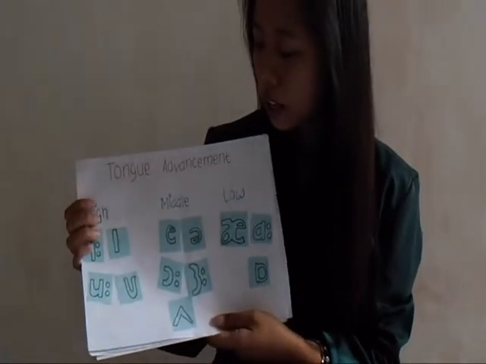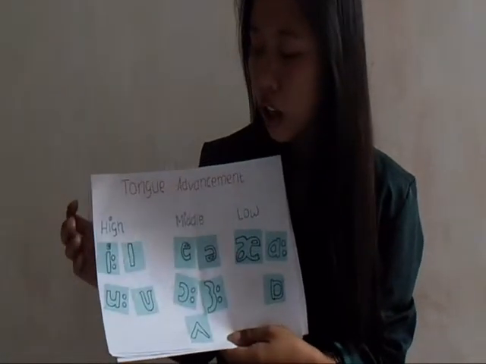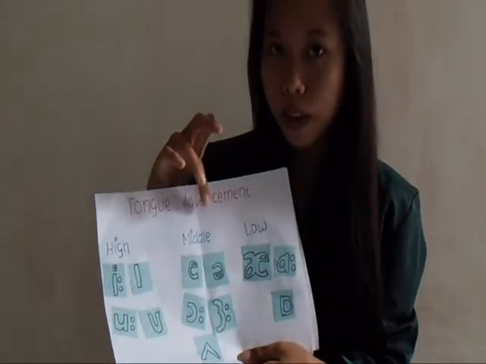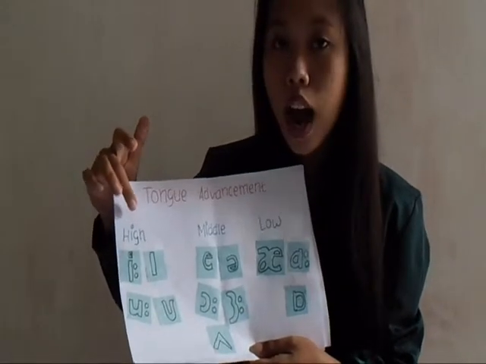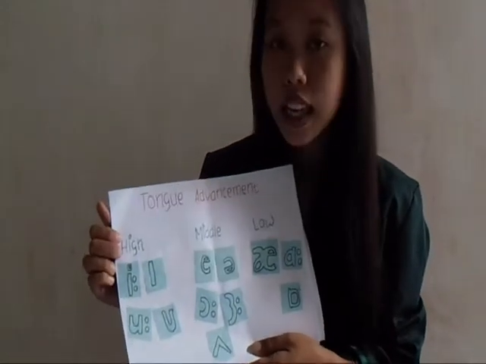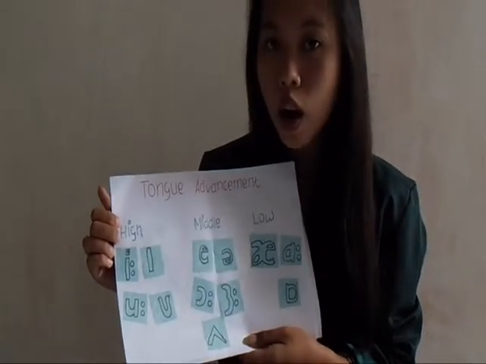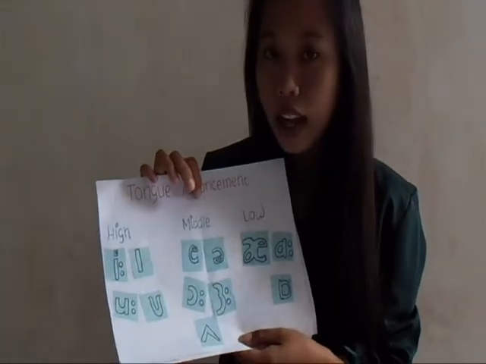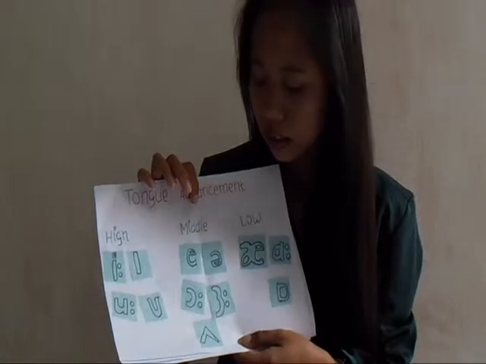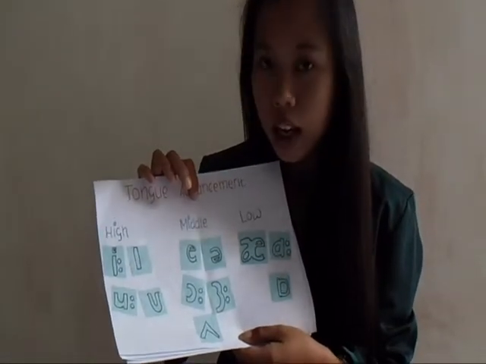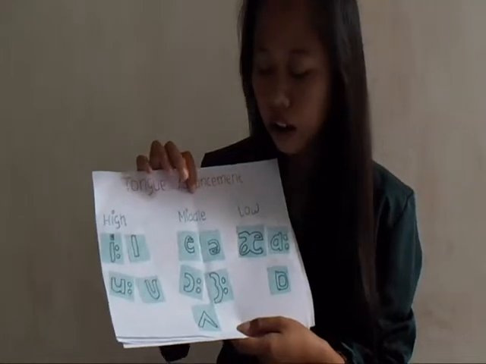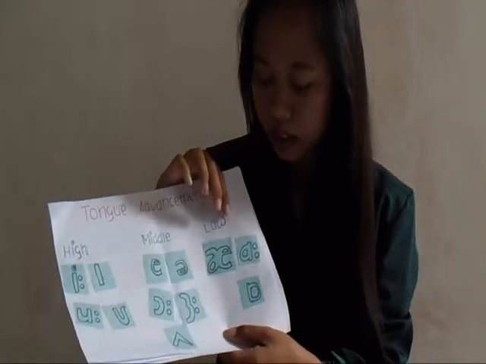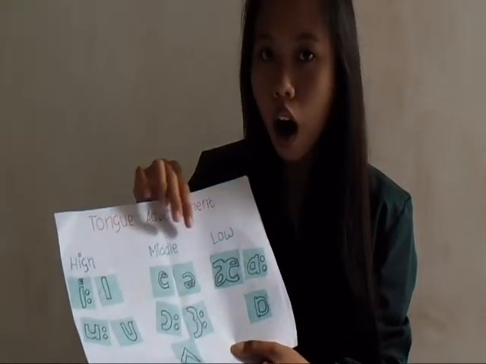The tongue advancement, according to this parameter, there are high vowels, middle vowels, and low vowels. And for high vowels, there are I, U, and U. For middle, there are E, O, and A. And for low, there are A, and O.